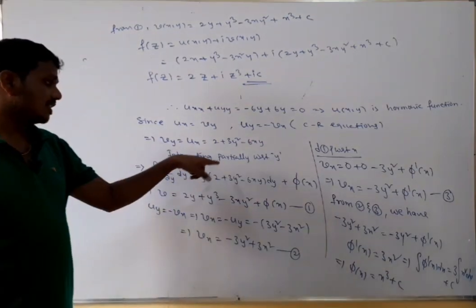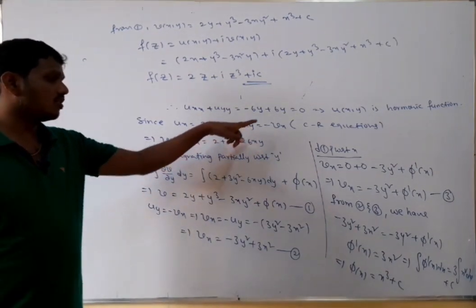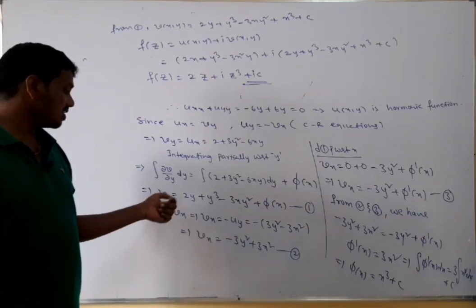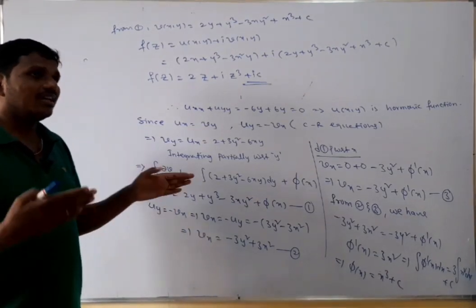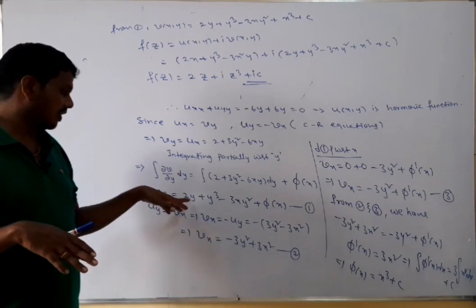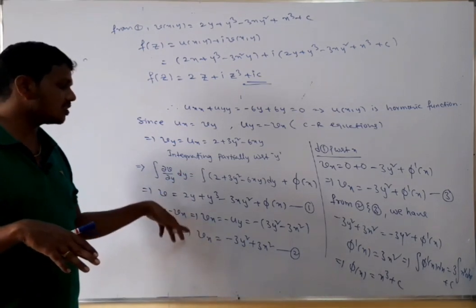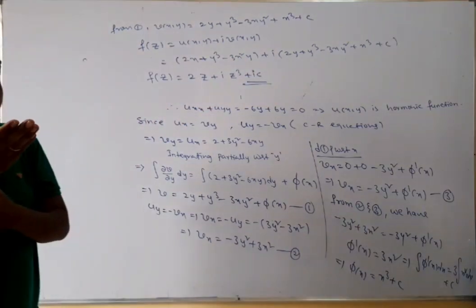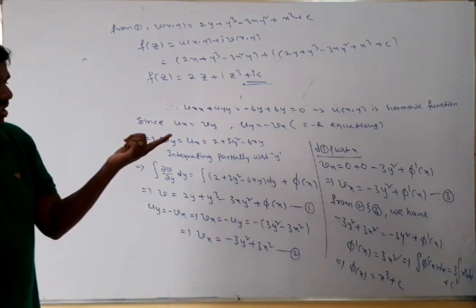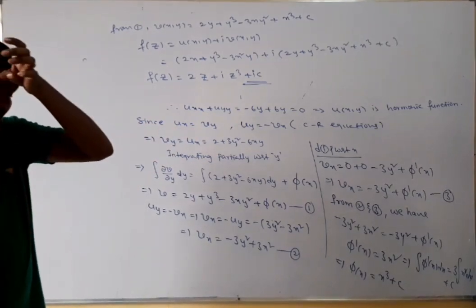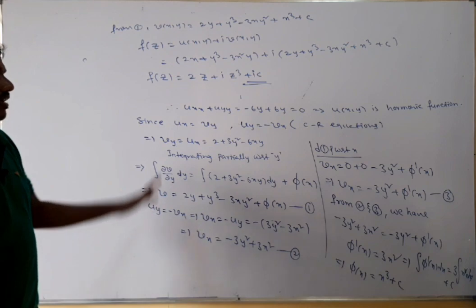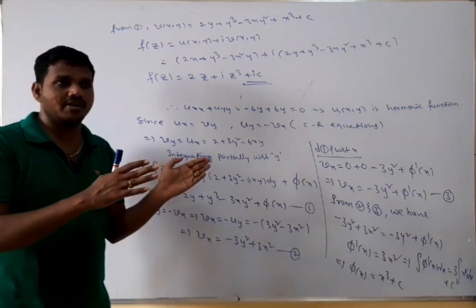Next, the other CR equation, what is there? uy is equal to minus vx. From this you will get the vx. Okay, in the equation number 1 you have v, no? Partially differentiating with respect to x, for this equation you will get vx, and equate these two vx, you will get that phi dash of x. From the phi dash of x, integrating with respect to x, you will get the phi of x, and substitute the phi of x in this equation, you will get the v of x comma y. This is the procedure when u of x comma y is given.